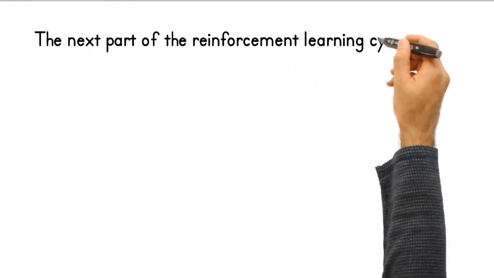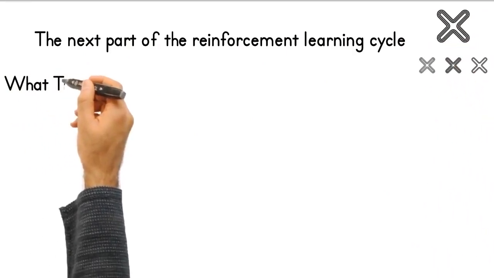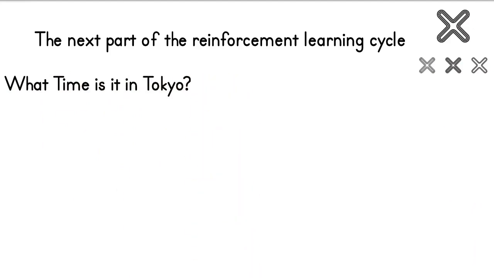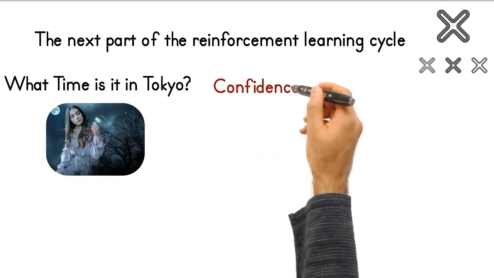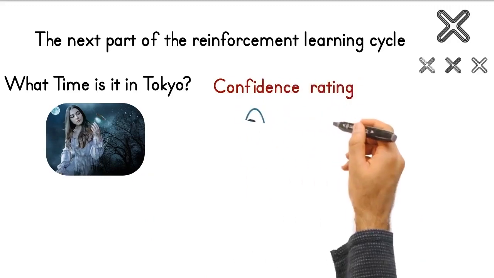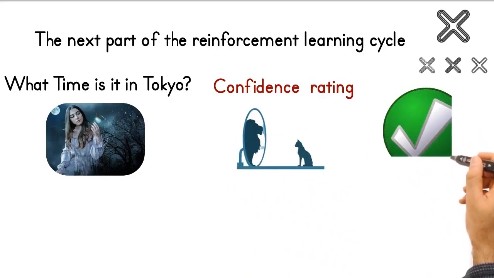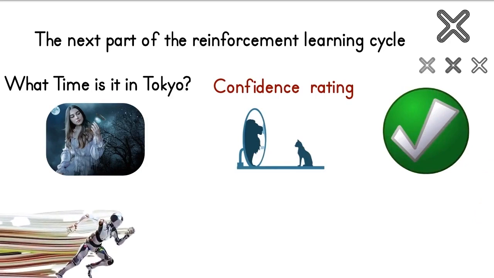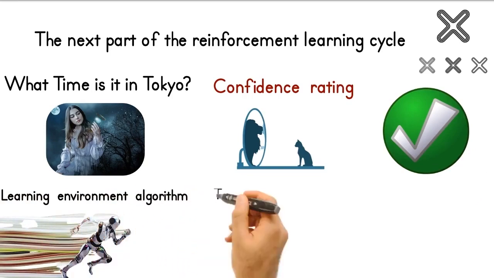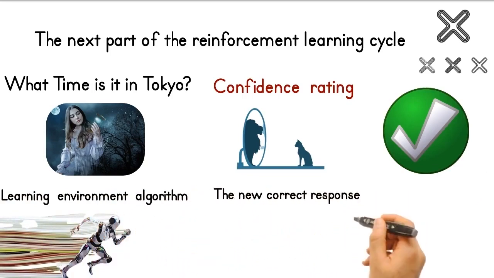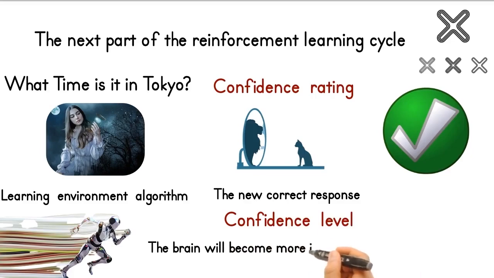The next part of the reinforcement learning cycle is then to validate the correct response that the bot suggests is a required action. So if we say, "What's the weather like in Tokyo?" or "What time is it in Tokyo?" it will have a confidence rating that Tokyo is a place. And once I validate that, that's a correct response, the bot will then proceed to run this back through the learning environment algorithm and learns the new correct response. And the confidence level will increase, and therefore the brain will become more intelligent.